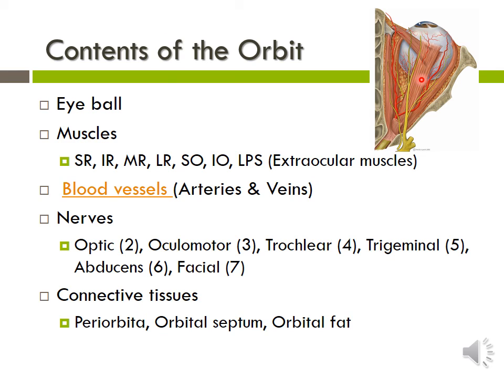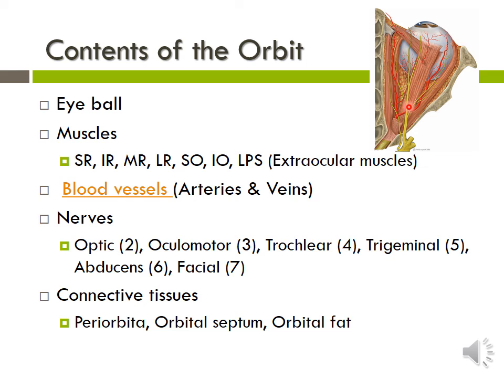Now this is a concluding slide about the contents of the orbit. What are the contents? Definitely the eyeball is a content of the orbit. You can see it, the eyeball. Then different muscles: superior rectus, inferior rectus, medial rectus, lateral rectus, superior oblique, inferior oblique, and levator palpebrae superioris. We will discuss this in the extraocular muscles in detail, so I'm just leaving it like LPS.